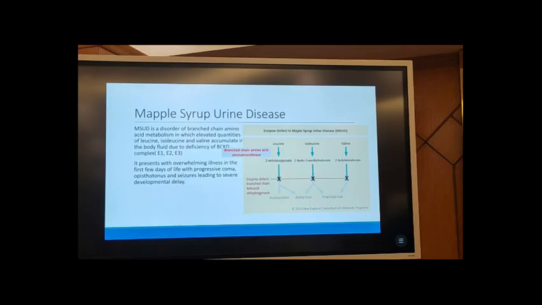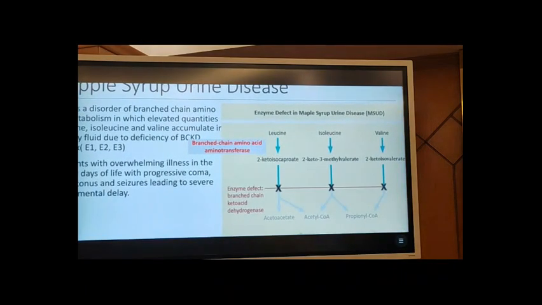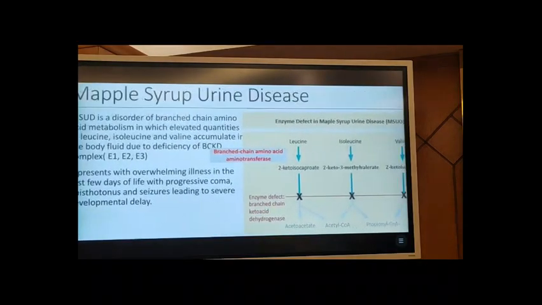The first step in their degradation includes a branched chain amino acid aminotransferase, which converts them into their corresponding keto acids. And this is a reversible reaction. Okay, the reaction goes in both directions.